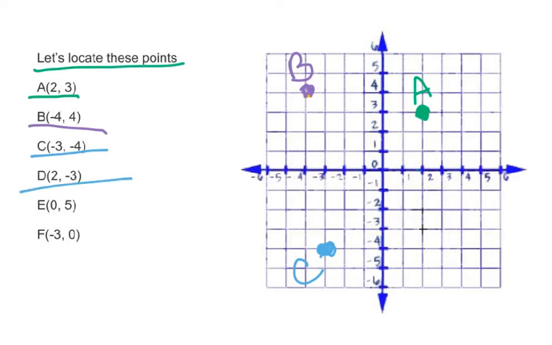Letter D. Make it green. (2, -3). So starting at the origin, I'm going to go to the right 2. That's my x coordinate. Then I'm going to go down 3, and point D is going to be right there.